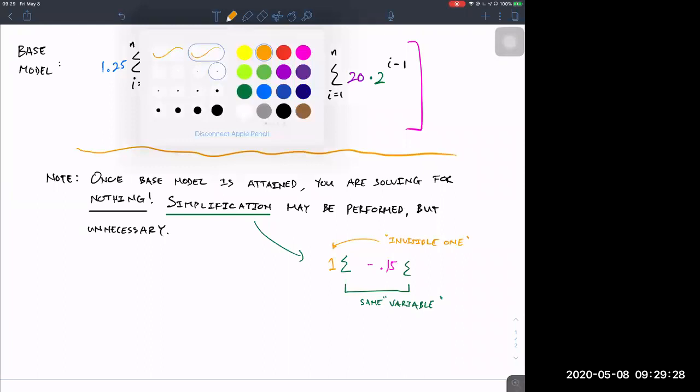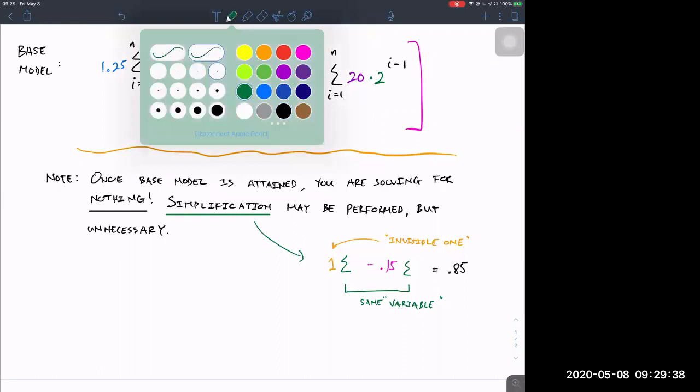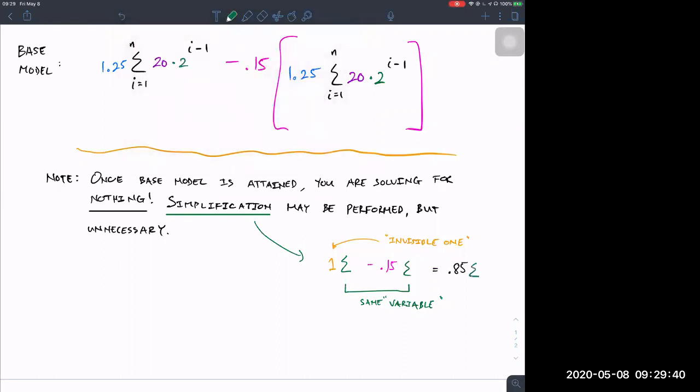Well, if you have one summation minus 0.15 of a summation, that equals 0.85 summation, right? And that's what I'm talking about for simplification. And most people don't even do that. They just write it out as you see it for the base model right here. This is helpful because it gives you only one summation. That's one. And two, it's cleaner.